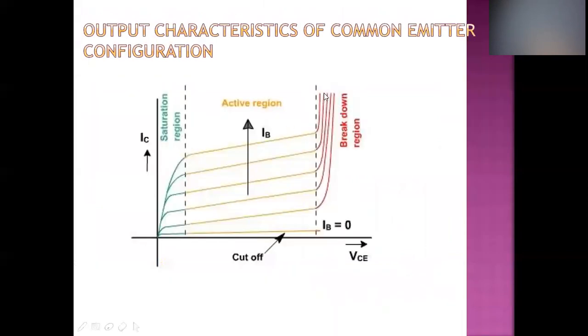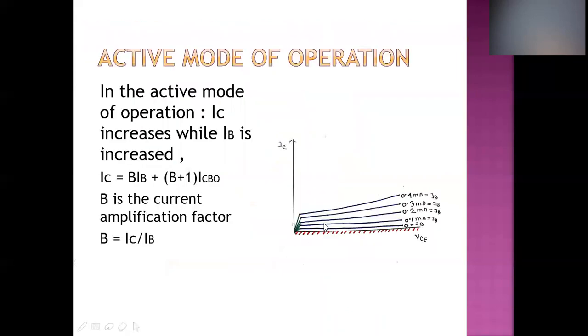Next, the output characteristics curve of common emitter configuration. So we can see here the output characteristics curve. It is VCE, that is the collector to emitter voltage, versus IC, that is the collector current. Here we can see three regions, that is the active region, the saturation region, and the cutoff region. Now, in the active region, when we increase the value of IB, that is the base current, the collector current, that is IC, also increases.